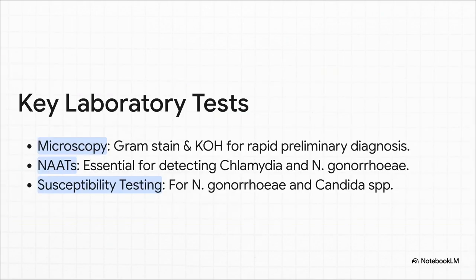So you really need an integrated approach here. Microscopy, like a gram stain, can give you a quick, preliminary idea of what you're dealing with. But for bugs like Chlamydia and Neisseria gonorrhoeae, the gold standard is a high-sensitivity NAAT. And finally, for organisms with known resistance issues like gonococcus, susceptibility testing isn't just a good idea, it's absolutely non-negotiable.